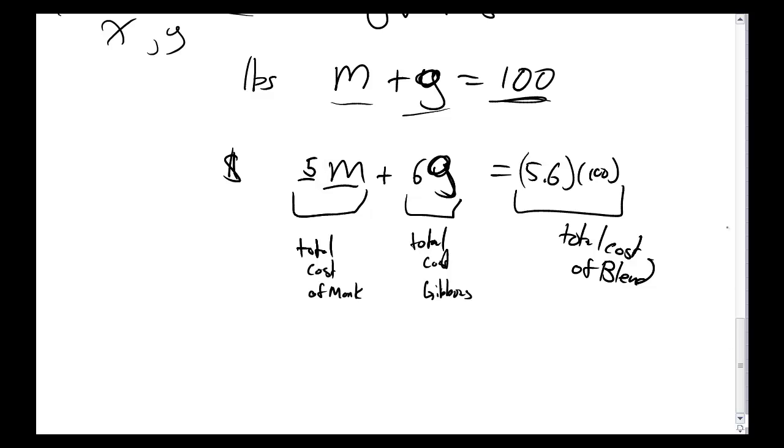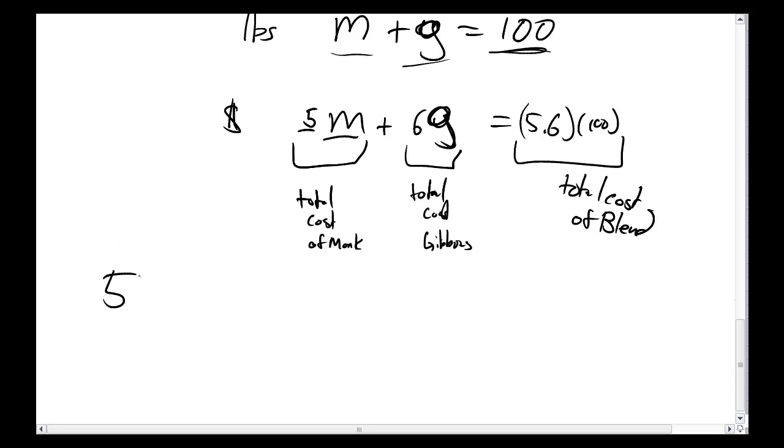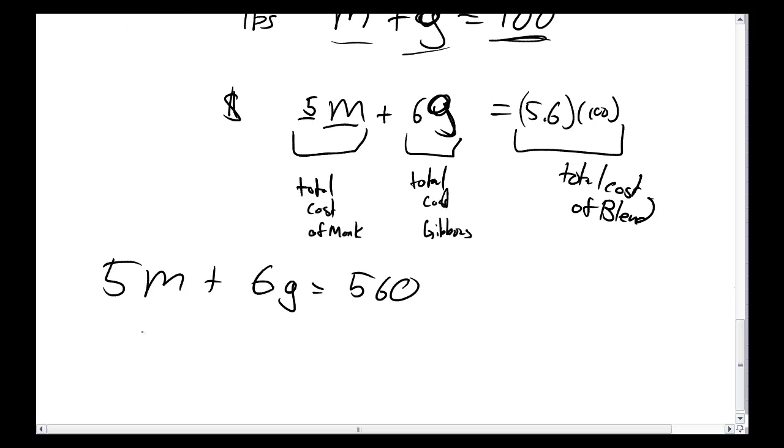So these are my two equations. If I multiply them out, I have 5m plus 6g equals 560 once I do 5.6 times 100. And then I have m plus g equals 100.